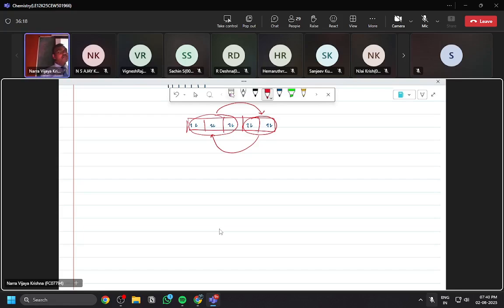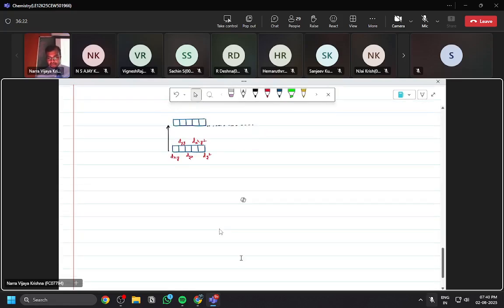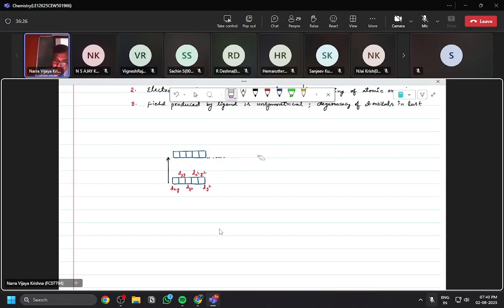Clear? Any questions in it? Now I am writing it. So these are the orbitals which got split. When I am splitting, is it clear, sir? What I have done? dx square minus y square, dz square, dxy, dyz, dzx. Now tell me, in which direction are ligands approaching the central atom by seeing this splitting?